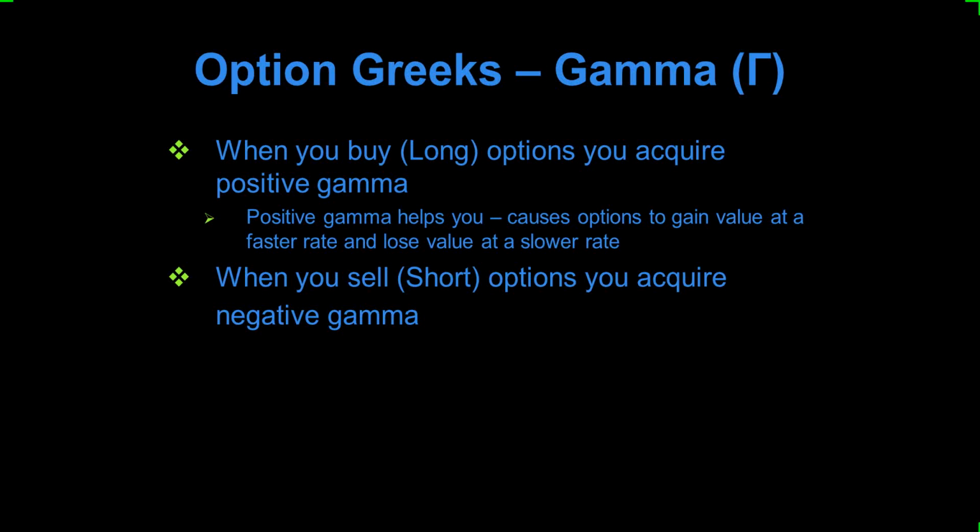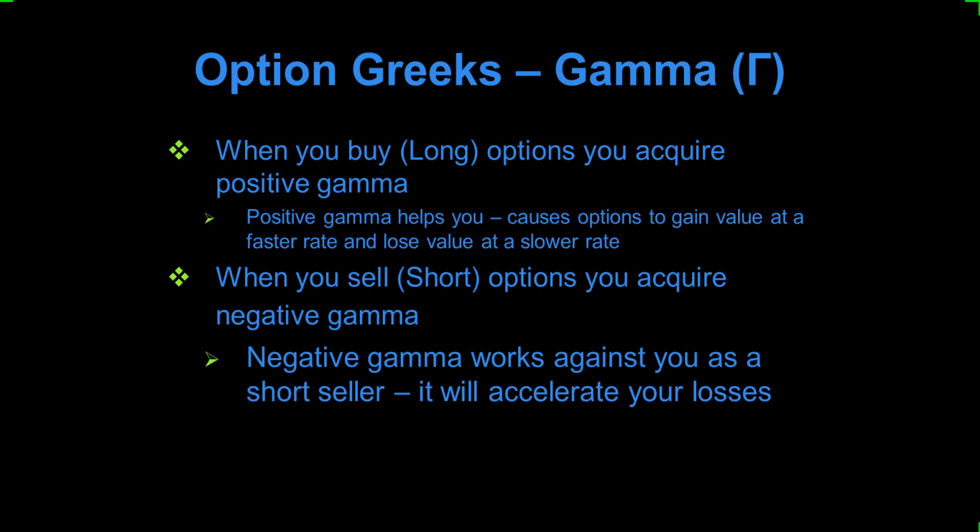However, when you short options, meaning you remember you're going to sell to open, so you're the option writer in this case, you acquire negative gamma. Negative gamma is very appropriate. You get what's called a frown on the P&L graph. The P&L looks like a frown, and I'll show you that in just 1 minute. Negative gamma works against you. Your losses accelerate. So credit traders have to be very good at managing their losses, otherwise they can wind up in trouble.